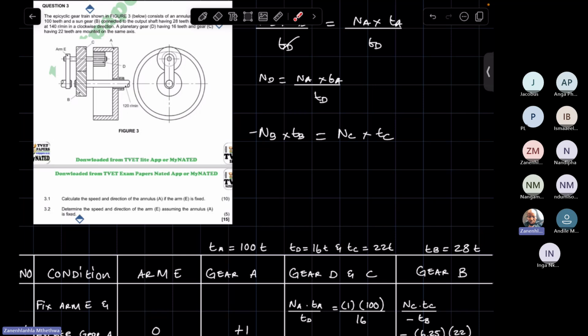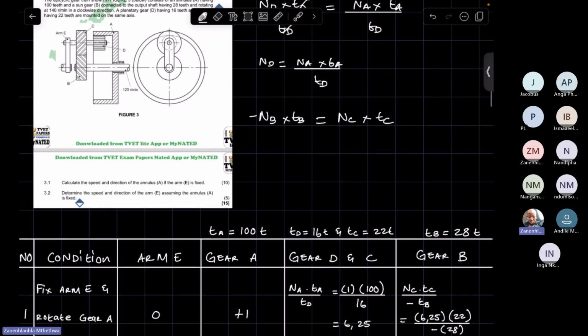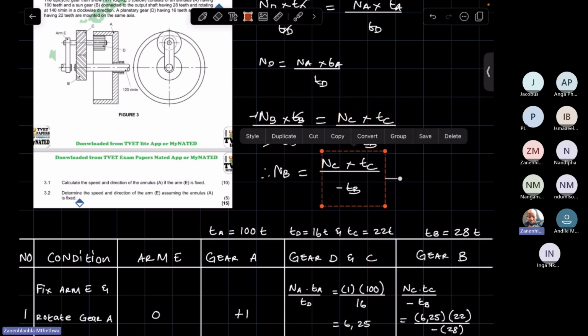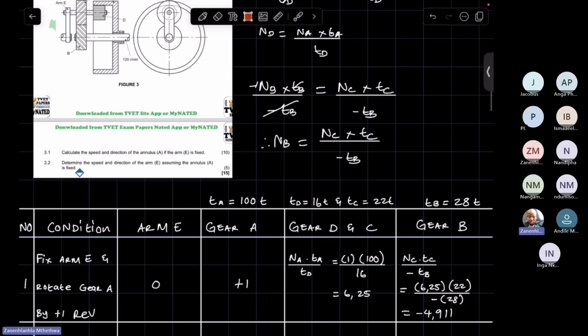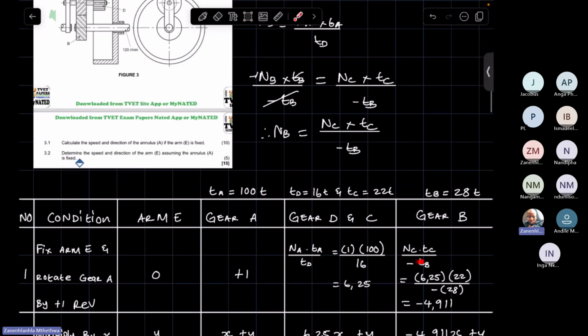Third step, you solve for what you're looking for. We are looking for NB, therefore we divide both sides by negative TB. Therefore, NB is equal to NC times TC divided by negative TB, which is where we got this from. And so this you get by following those three easy steps.